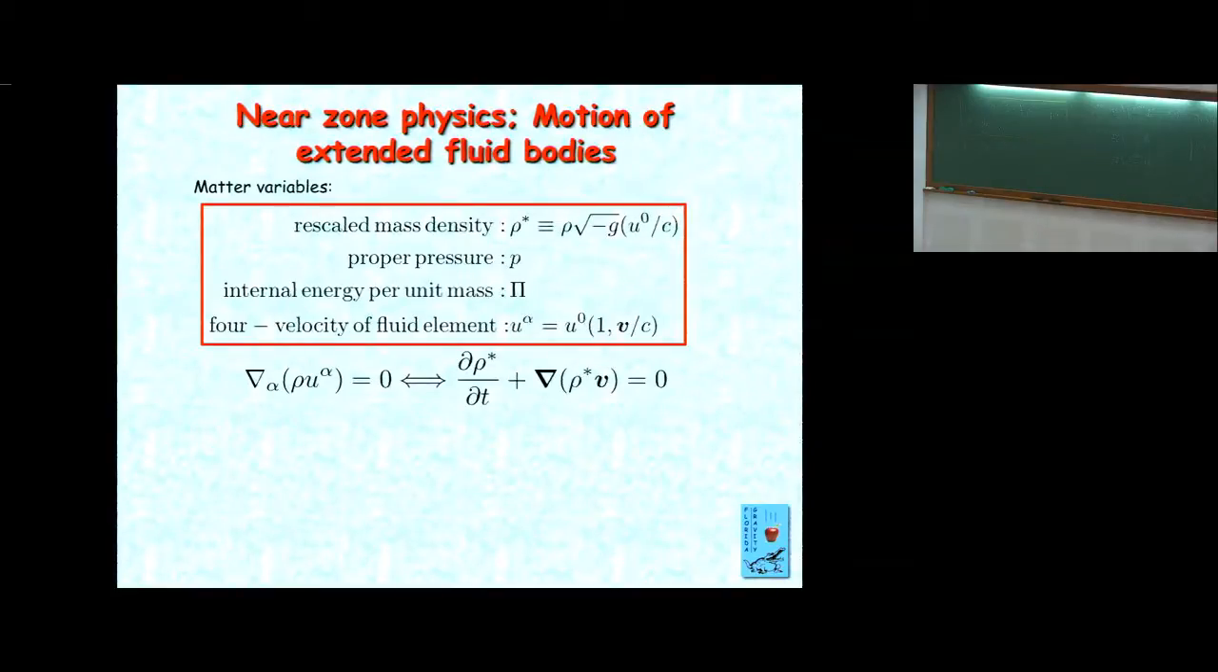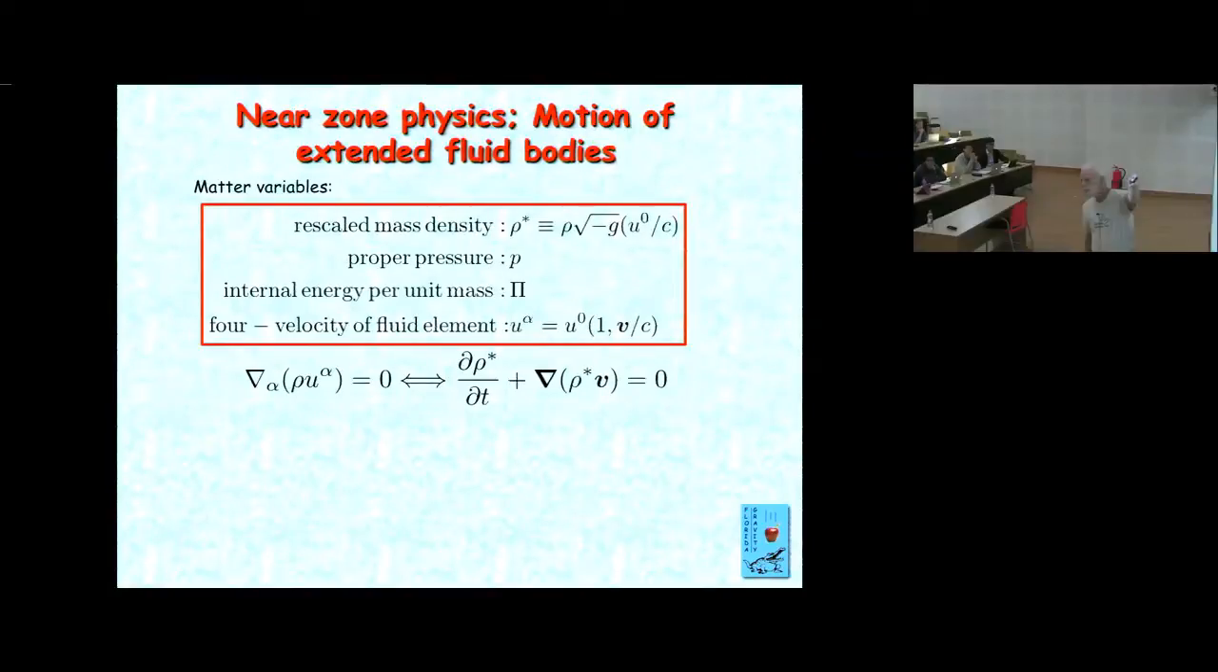But it turns out that in post-Newtonian theory, when you start going beyond Newtonian theory, there's a different density variable, another one, that is much more useful than the physically measured rest mass density. This is a physically measured quantity, it's a scalar, but it turns out to be much more handy to use a different density that we call rho star. It's constructed from rho, but you multiply rho by the square root of minus g, g is the determinant of the metric, and by the 0th component of the forward velocity of your fluid element divided by c.